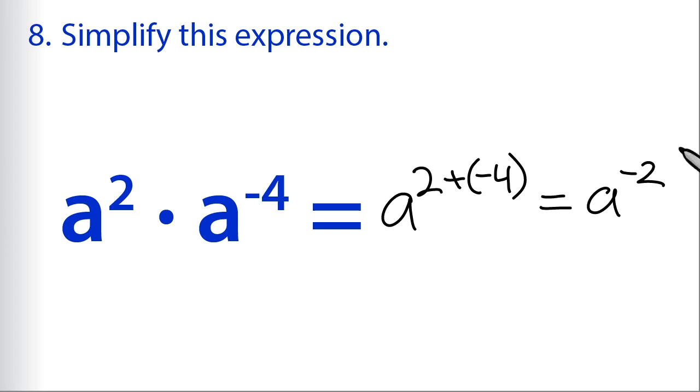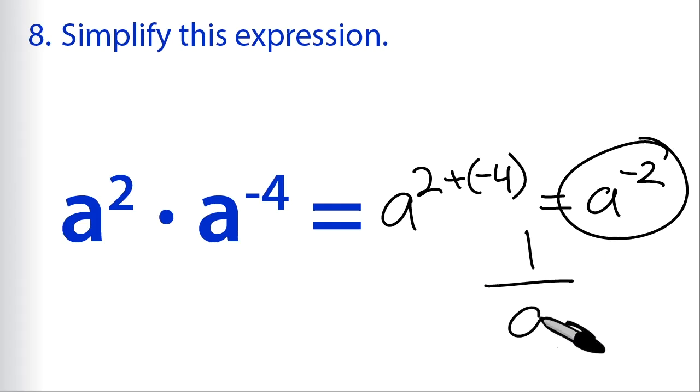And then this is what I would consider the simplest version of this answer, but you could also write this as 1 over a squared. They're both correct answers. Which one is simpler isn't completely obvious, but this is the one that I would consider the most simple.